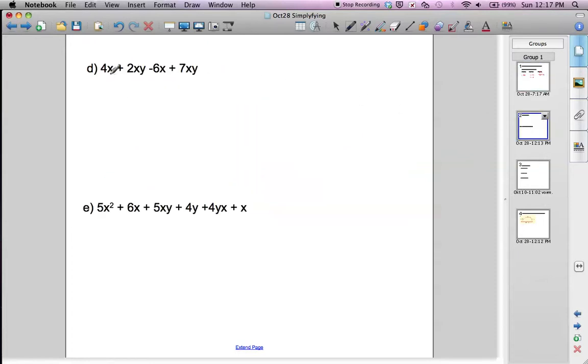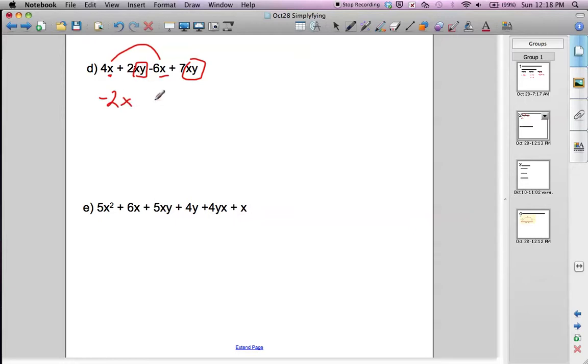Okay, in this one here we have 4x. And here this is xy, so that's different than x. Here we have x, and here we have xy. So what we can do is we can combine the x's together. We have 4x and negative 6x. Don't forget that negative sign. So we can combine those. 4 plus a negative 6 gives you a negative 2. So we have negative 2x.